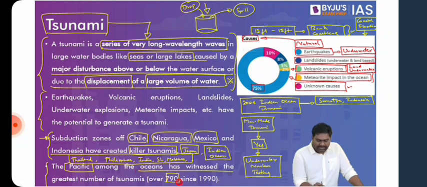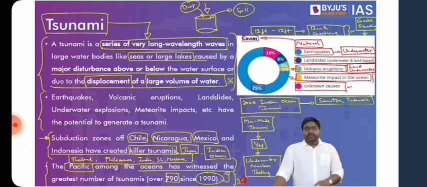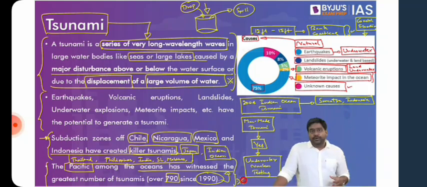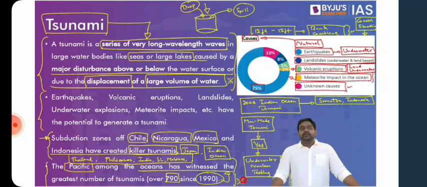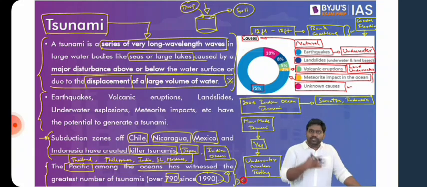Almost 790 plus have occurred in the last 3 decades itself. It's a very important fact for your prelims. Even if you don't remember the number of tsunamis that have occurred in the Pacific, just remember this factoid. The Pacific Ocean has witnessed the most number of tsunamis since 1990. The statement can be given in a prelims question. All right. So clearly, the Pacific Ring of Fire is responsible for most of these killer tsunami waves.